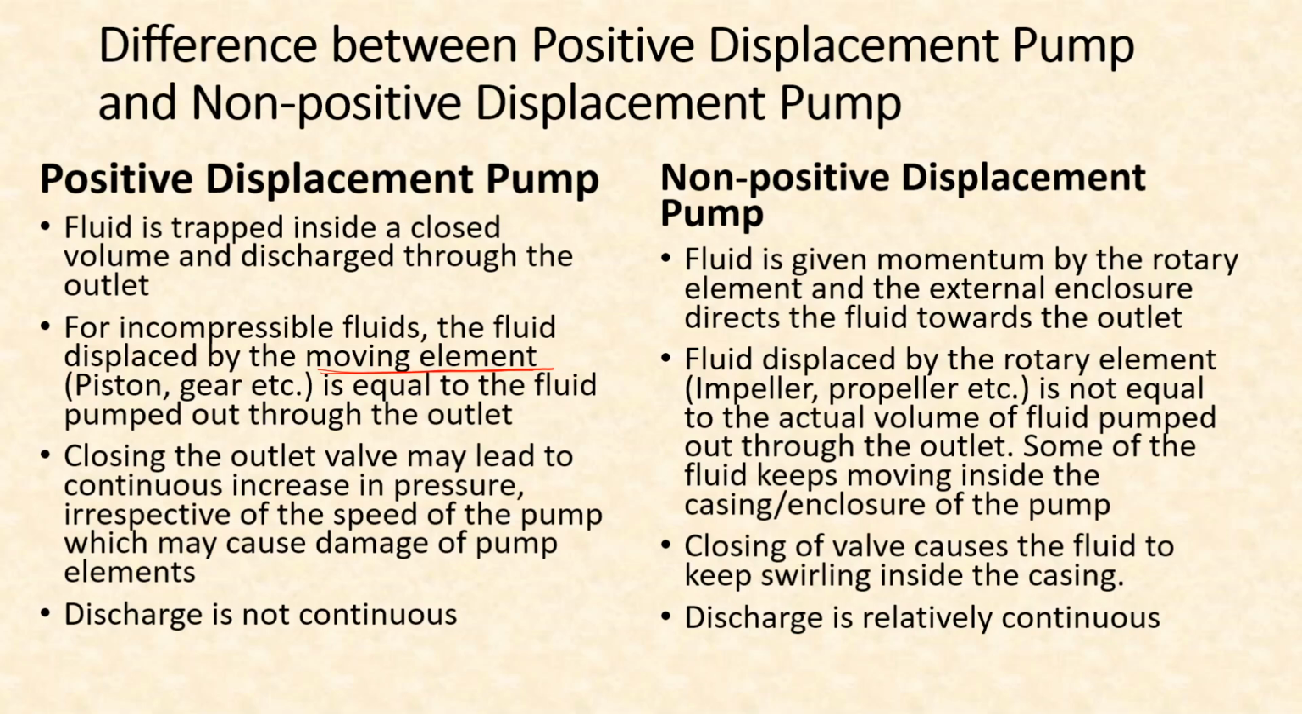However, that is not the case in case of a rotary pump or rotor dynamic pump. So in that case, if the impeller is moving very slowly, then there may not be any discharge at all, and even if it is moving fast, some fluid will move through the outlet, as we have seen in this kind of a casing. If this is the impeller, some fluid may move outward, but some fluid may simply keep moving inside. So it's not that all the fluid which is displaced by the impeller or propeller is actually discharged through the pump.